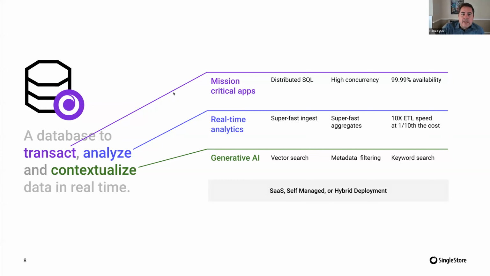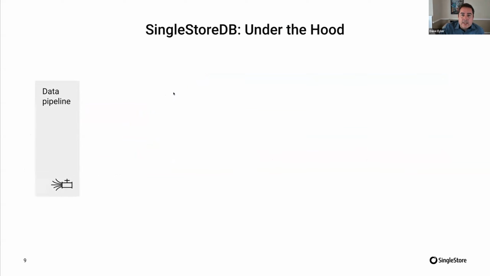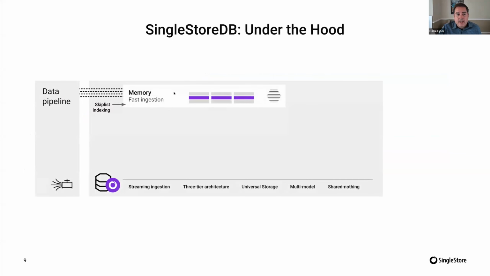How do we do it? Let's take a look under the hood. The data begins its life in our pipelines. This is our mechanism for the ultra-fast ingest, which we are so proud of and our customers love so much. The data arrives in memory, the first layer of our data hierarchy. In fact, when we were born, MemSQL, this was the only thing we had. That's why it was called MemSQL. And man, have we added a lot since then. And this is the support for our ultra-fast reads and writes and ingestion.